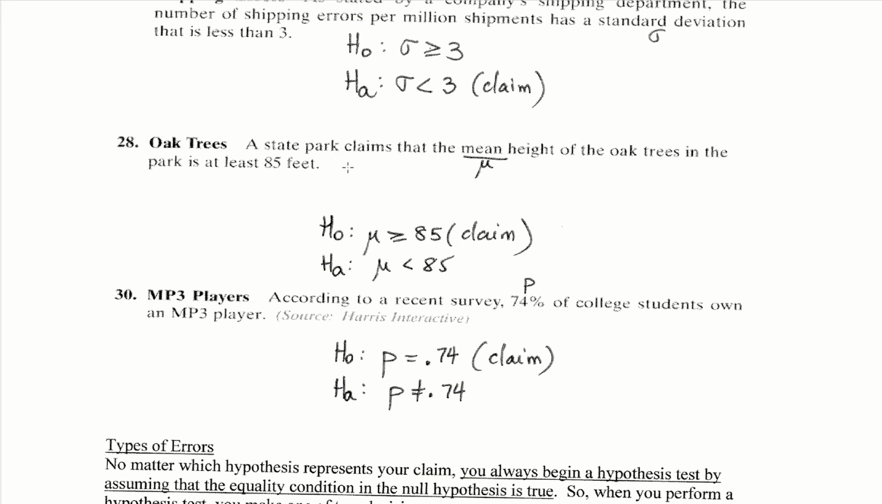In the next one, they say that a state park claims that the mean height of the oak trees in the park is at least 85. So they're claiming that the mean is at least, which means greater than or equal to 85. Because the symbol is greater than or equal to, that is going to be the null hypothesis, which is what was stated, so that's the claim. The complement of greater than or equal to is less than, and that would be our alternative hypothesis.